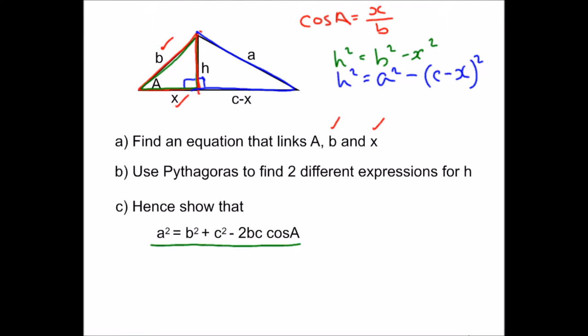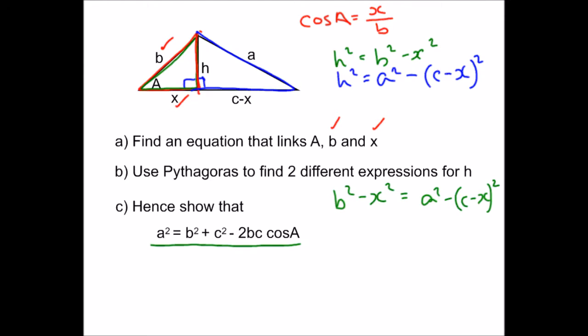So if I have a look at my equations, I don't have any h's or x's in the formula, so I want to eliminate h and x. The easiest one to eliminate is h. We've got our h squareds, so I'm going to eliminate those. I'm going to do that by saying b squared minus x squared is equal to h squared, a squared minus c minus x squared is also equal to h squared, so I can put them equal to each other.